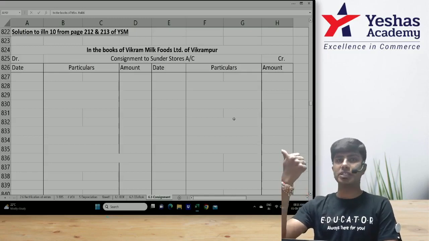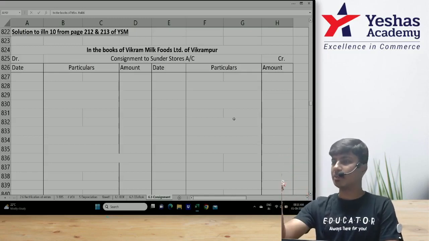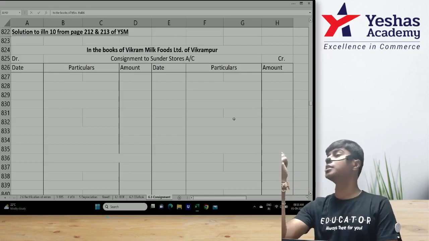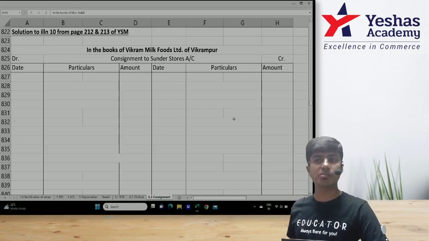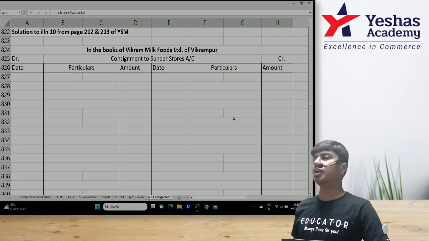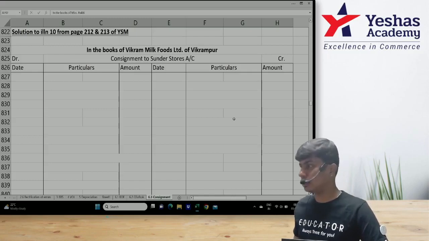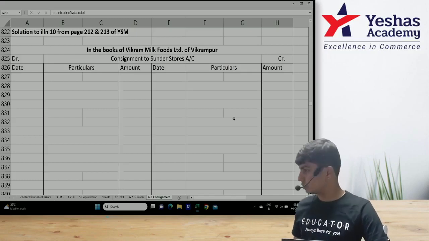Consignment is unlike normal sale. In a normal sale, the trader meets the customer. In a consignment sale, the trader doesn't meet the customer. Between the seller and the customer comes an intermediary. What is the name of the intermediary? Very good. The one who's sending the goods is the consignor. The one who's receiving the goods is the consignee, and later it will pass on to customers.